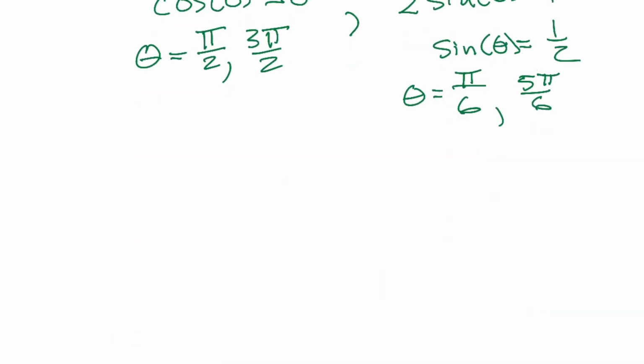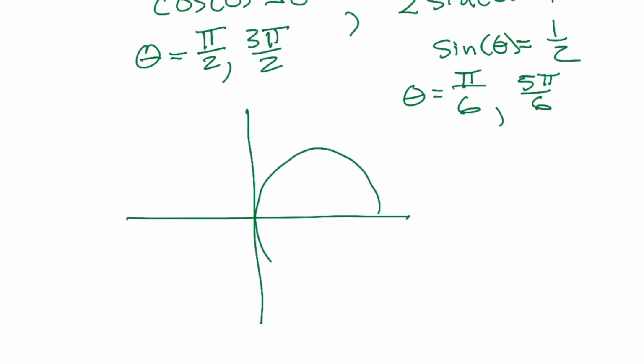So I've got r equals cosine of theta, which is just a circle, and r equals sine of 2 theta looks something like this.